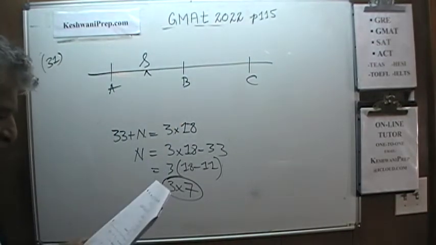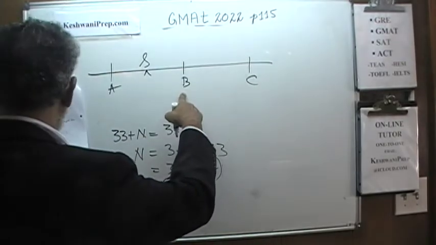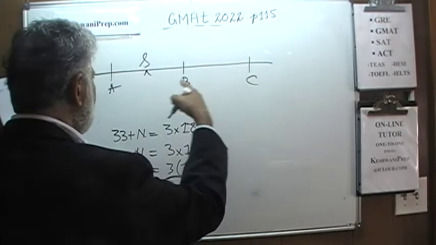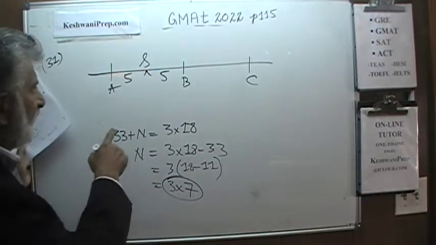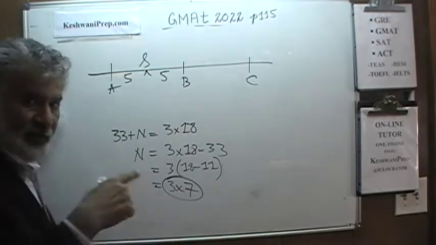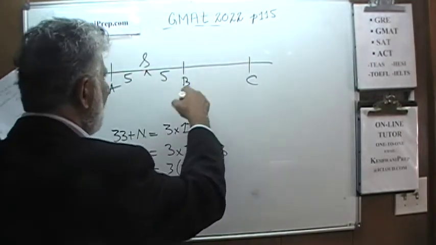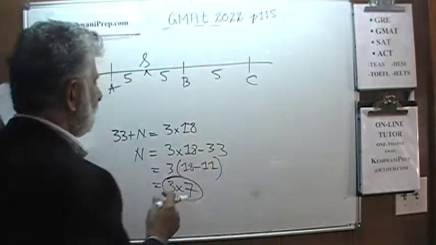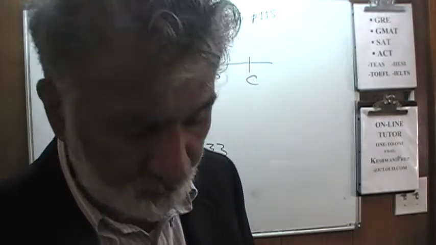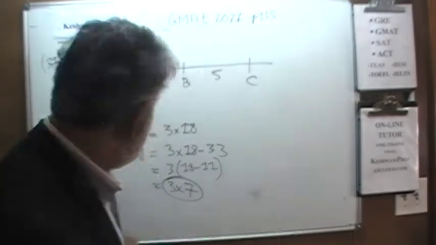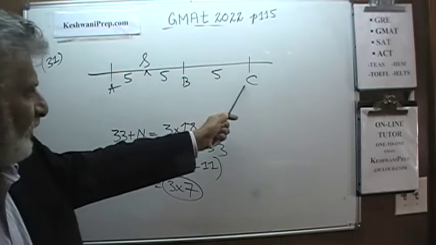Further on, we are told that B is halfway between S and C. Let's put in numbers here. Let's make it 5 and 5, so that we understand that this is halfway. If S to B is 5, B to C must also be 5. The picture does not need to be drawn to scale, because we're not babies. We understand that this is 5 and this is 5, which means that B is exactly halfway between S and C.